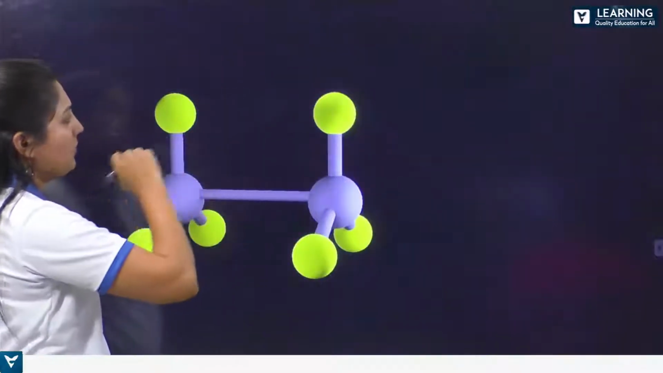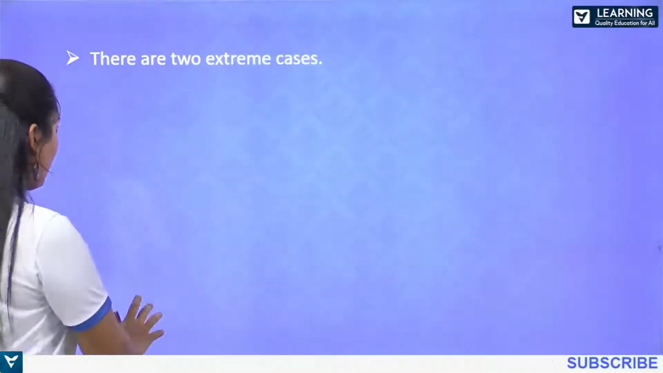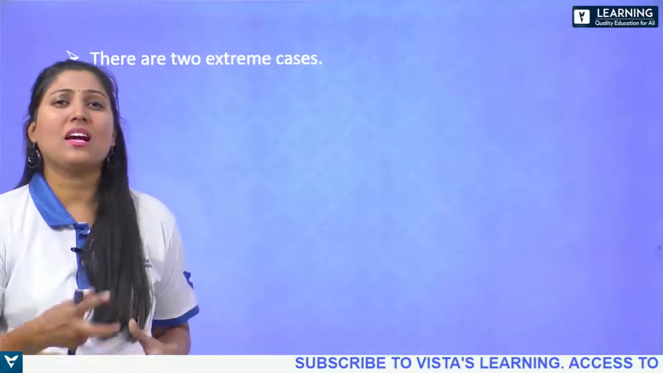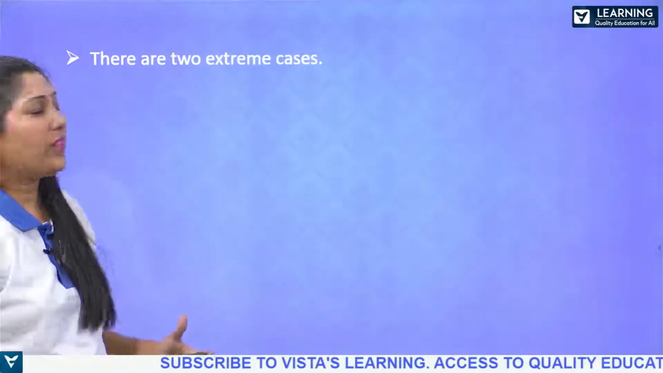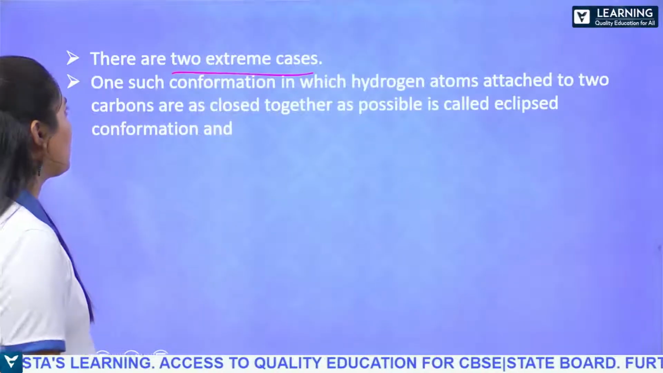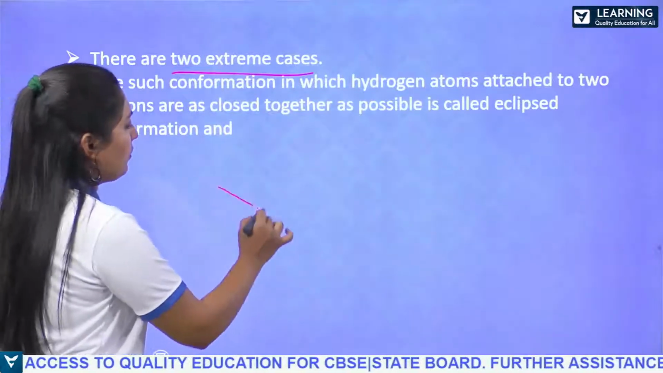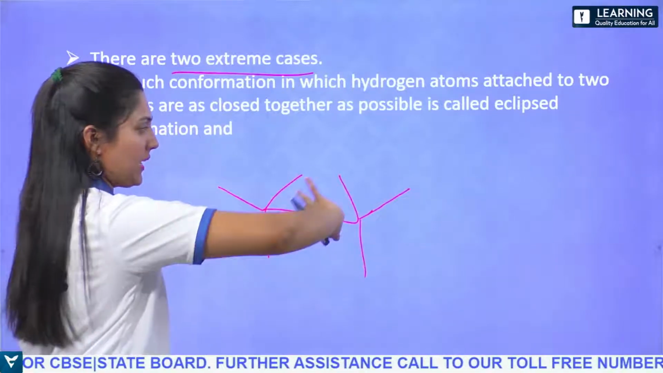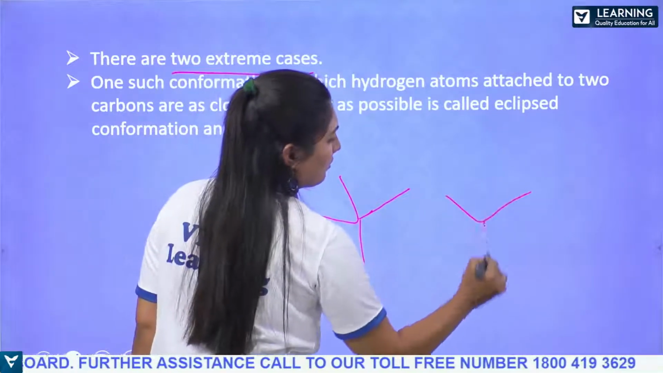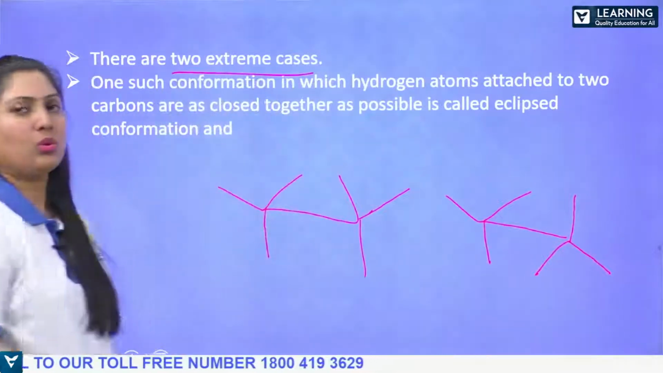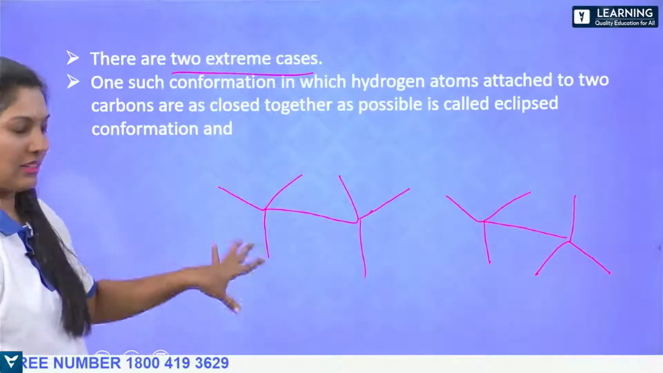So as we see, many isomers can be possible. We are taking only 2 extreme cases. As we just saw now, it will be of this type and the other will be exactly opposite to that. One will be like this and the other will be like this. So these are the 2 isomers we are considering.